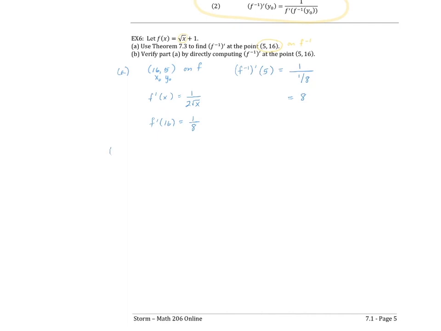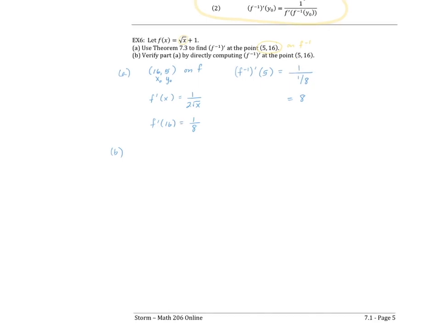So part B says, verify part A by directly computing the inverse function and then find its derivative. Oh, which I don't want to do, but we'll go ahead and do this. First of all, replace f of x with y. Solve for x. So we have the square root of x is equal to y minus 1. So I need to square both sides to get the x by itself.